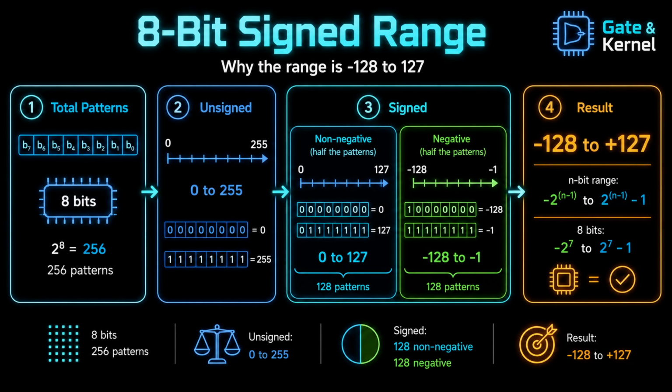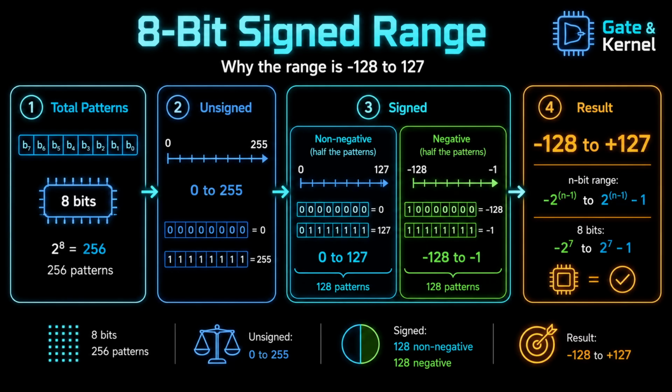Chapter 9. Why an 8-bit signed integer ranges from -128 to 127. 8 bits provide 256 possible patterns. As unsigned values, they represent 0 through 255. In signed 2's complement, the patterns beginning with 0 represent 0 through positive 127. The patterns beginning with 1 represent -128 through -1.